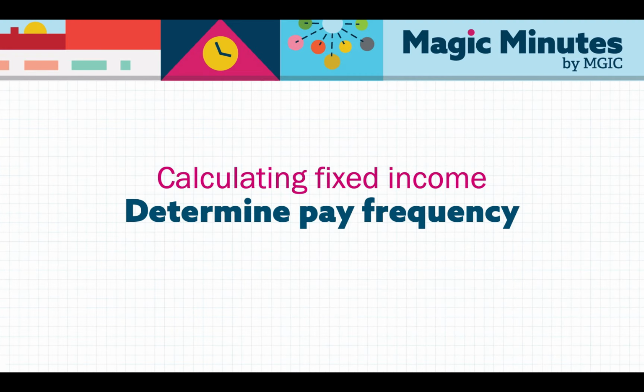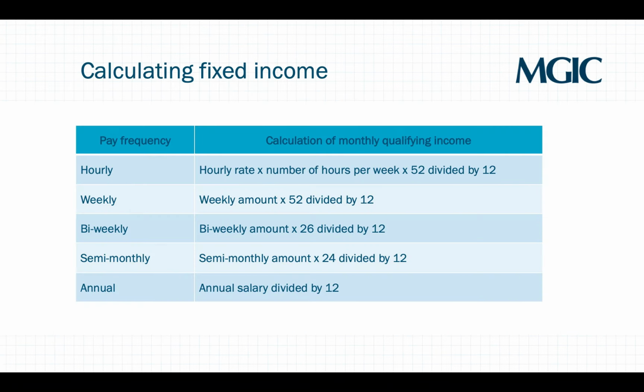In this section, we will discuss the importance of determining the borrower's correct pay frequency. Borrowers are paid in many different ways, and pay stubs come in many different formats. So we need to take the time to review the pay stubs carefully to determine how often the borrower is paid. The first step in income calculation is to determine the pay frequency. Is the borrower paid hourly, weekly, bi-weekly, semi-monthly, monthly, or is their income based on an annual salary? Once pay frequency is determined, we will know what formula we should use.